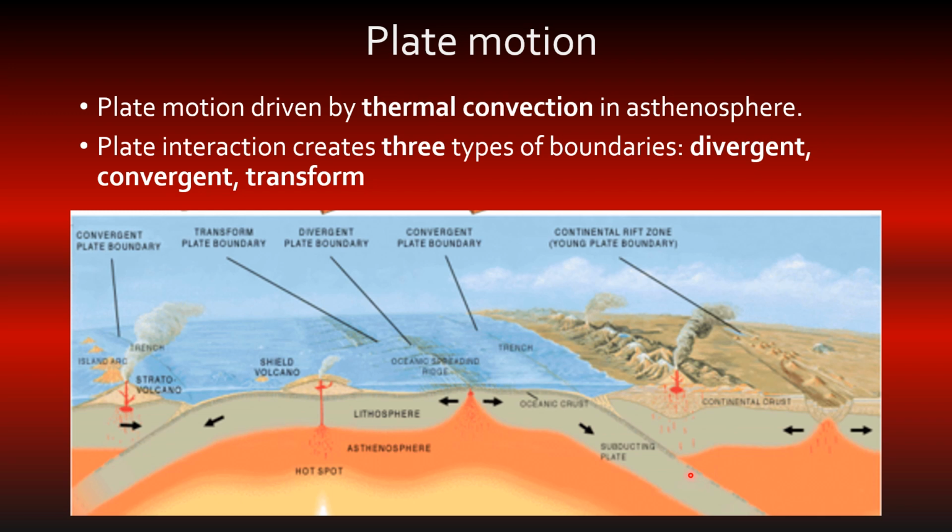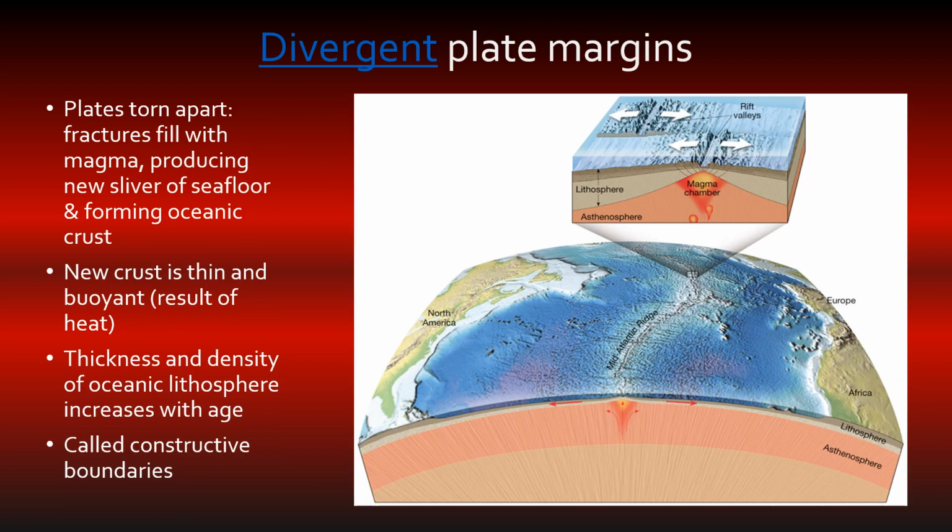And then as those plates are interacting with the mantle, they're causing all kinds of things to happen on the surface, like volcanoes and trenches and ridges and mountains and all sorts of things. And these interactions, again, create the three types of boundaries: divergent, convergent, and transform. So let's talk about these three types of boundaries in some detail, starting with divergent plate margins or plate boundaries. This is where plates are torn apart, and those fractures fill with magma. And this produces new slivers of seafloor and therefore new crust.